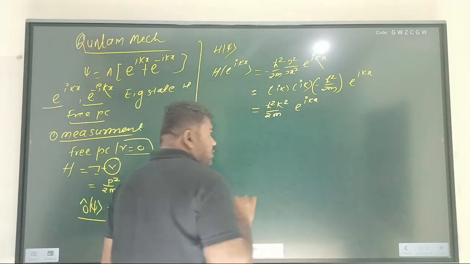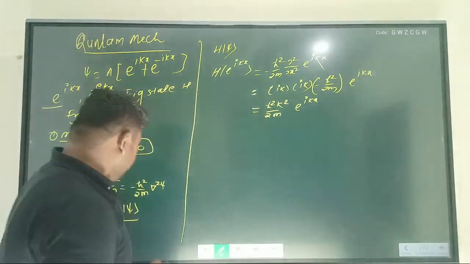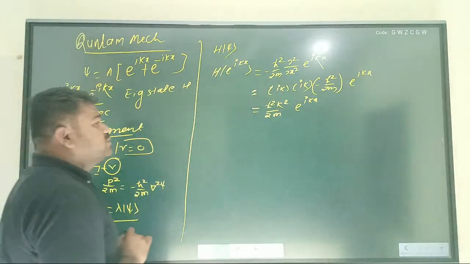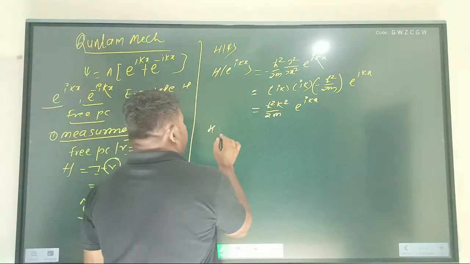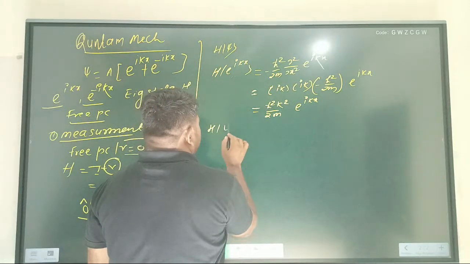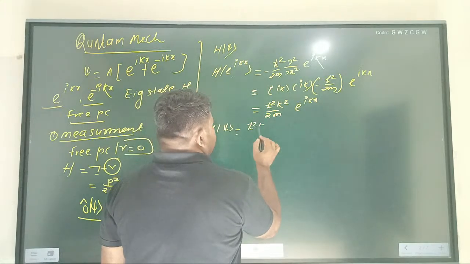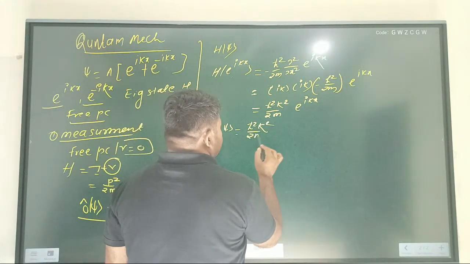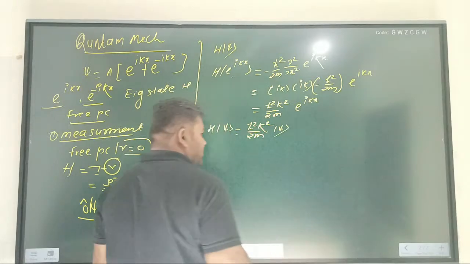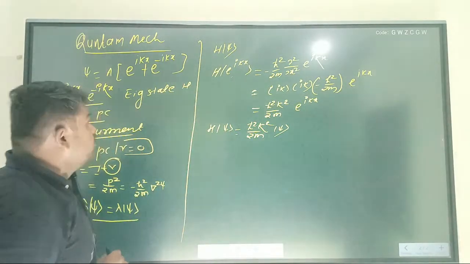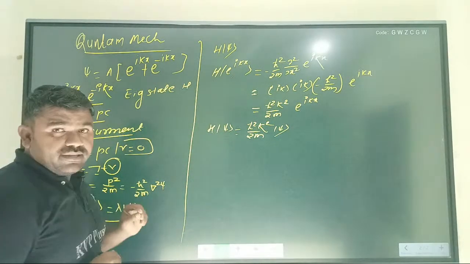Okay. Now here e to the power ikx is nothing but psi. Means H operating on this wave function psi, we get the eigenvalue, or the measurement, which is h cross square k square upon 2m times psi. Okay. This is for the first eigenstate, e to the power plus ikx.